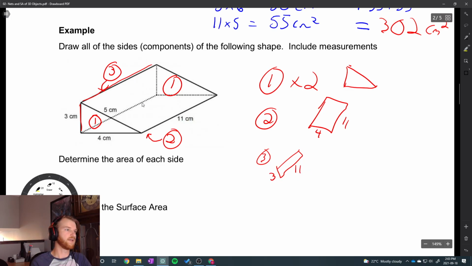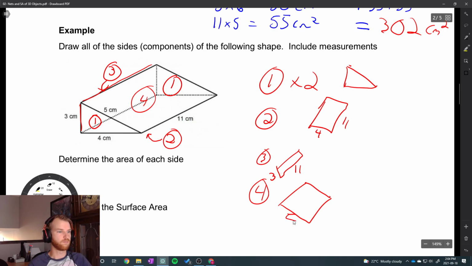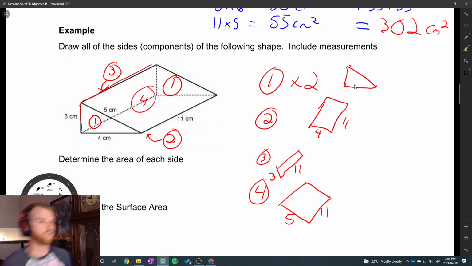And then our very last one is this top. It's this shape right here. That one is 5 by 11. So I'm going to call that one shape 4, and draw it something like that. You don't need to draw them at angles like this. I just tried to make it a little bit more clear of which one I'm drawing here. 5 times 11. So these are all the shapes I need to draw.